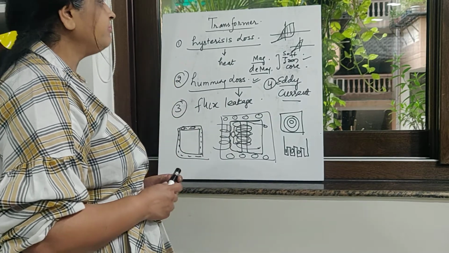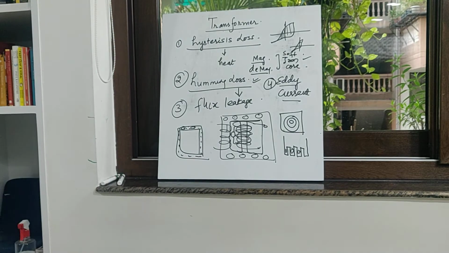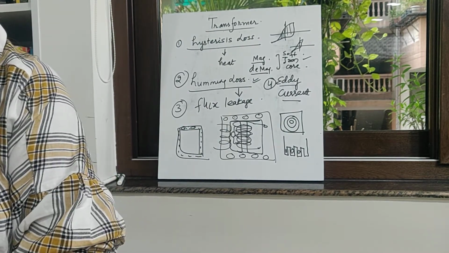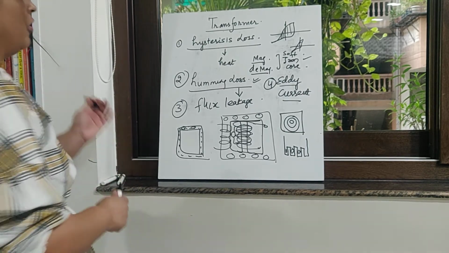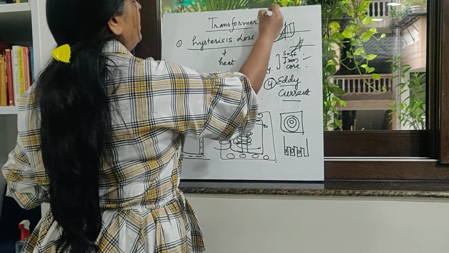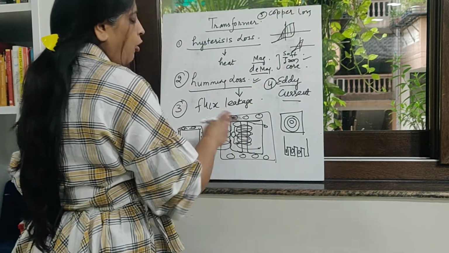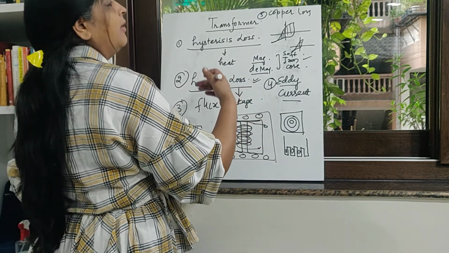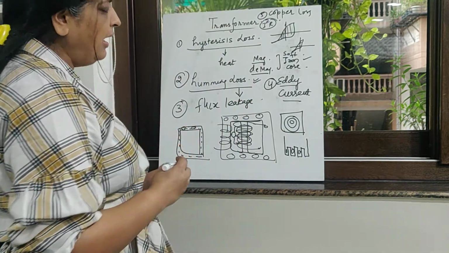These were the losses in the transformer, and I've already told you how these losses can be overcome. And there is one more loss that is known as the copper loss. The fifth loss, that is the last one. Because it is a copper winding, it will have some resistance. Some of the power will be wasted in the form of heat, using the formula I squared R.